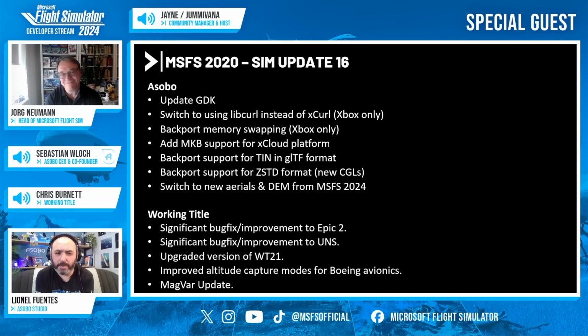Then the switch to libcurl and Dex curl is mostly an internal thing in terms of how we communicate with HTTP. The memory swapping is an improvement we made on Flight Sim 2024 when it comes to memory management on Xbox as well, that we are backporting to Flight Sim 2020. Mouse keyboard support for xCloud is something we had running for a while, and that we can finally finish. And the backport support for TIN and ZSTD formats are linked to what we'll be talking about afterwards, which is the switch to new URLs, DEM, and world data in general for Flight Sim 2024. I will let Chris talk a bit about the Working Title part.